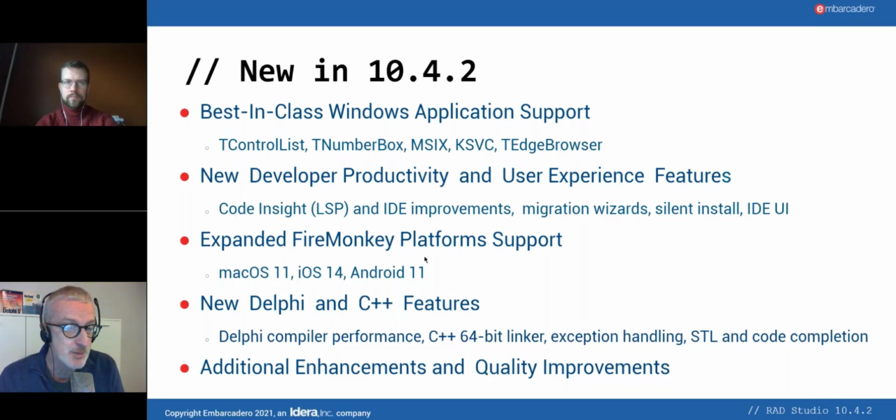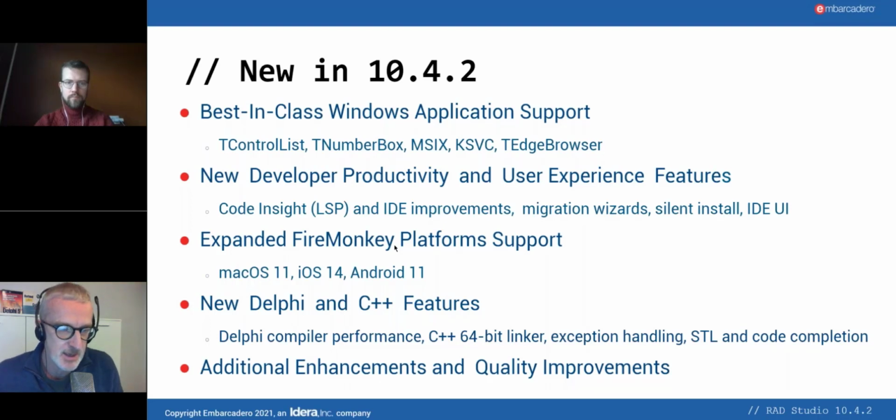We expanded FireMonkey to support the latest operating systems outside of Windows: macOS 11, iOS 14, and Android 11. And we improved compiler performance for Delphi, the linker for C++, C++ exception handling, STL, and the code completion experience. In both versions, we fixed a very large number of issues reported on Quality Portal by customers, and really focused a lot on the quality of the IDE, the libraries, the compilers, and the entire tool chain.